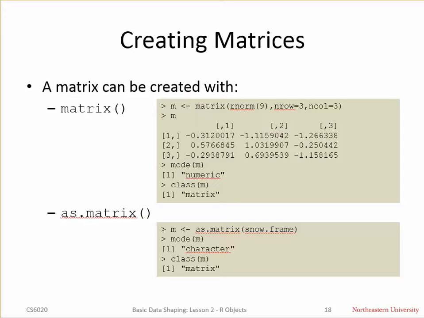You can also take a data frame, assuming that it has the same data types, and convert it with as.matrix. If it doesn't, as usual, R coerces the different data types into the same common data type. So numbers would become characters if mixed with characters. In this particular case, since we put as.matrix on snow.frame, everything gets converted to characters. So if you look at the mode right here, it's exactly what you would expect. It's character. And of course, the class is still matrix.